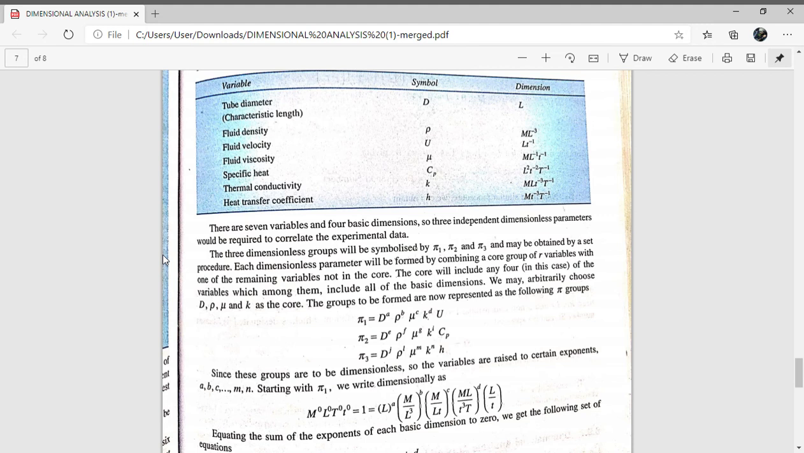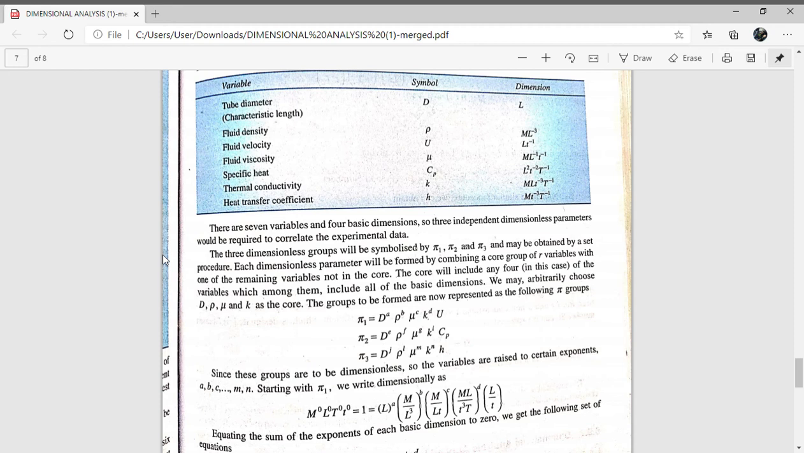Here not only the MLT system, there will be temperature also. Specific heat, thermal conductivity, heat transfer coefficient involve temperature. Not only mass, length, time, there will be temperature. So m equal to 4: mass, length, time, and temperature. So n equal to 7 and m equal to 4, n minus m equal to 3. That means here we find the 3 pi terms, pi 1, pi 2, pi 3. So we have to find out what pi 1, pi 2, pi 3 are.